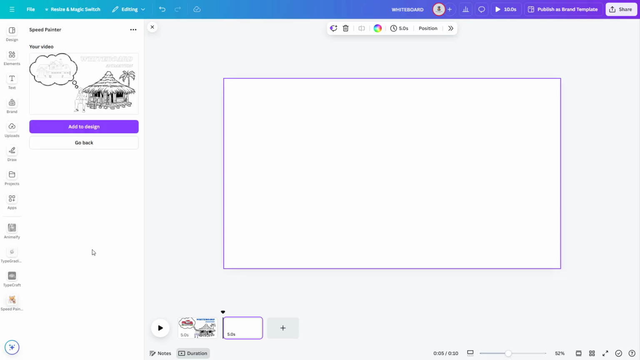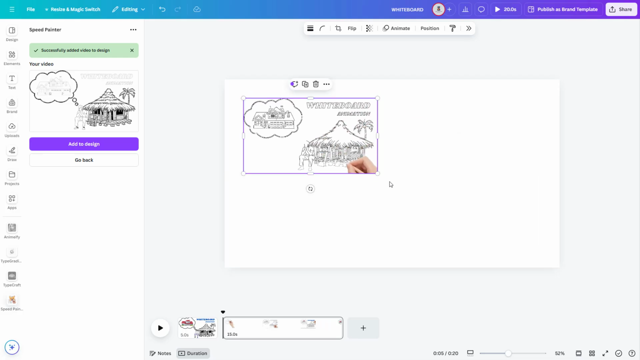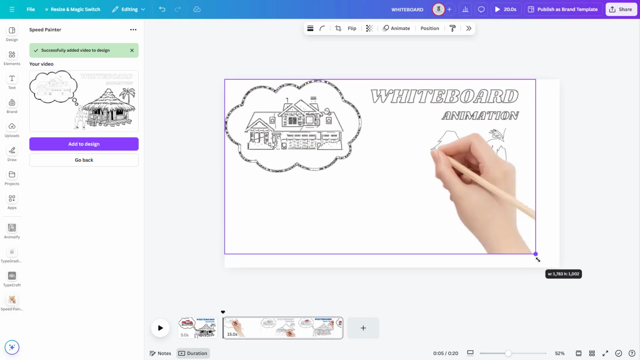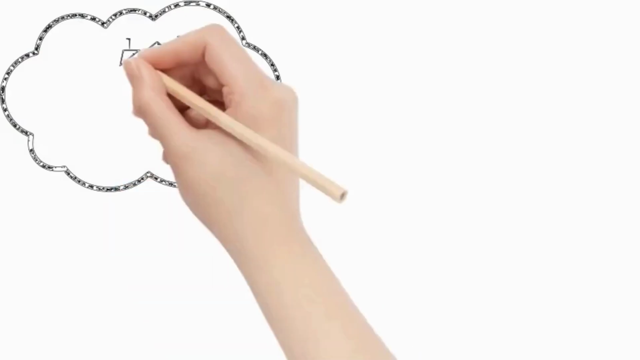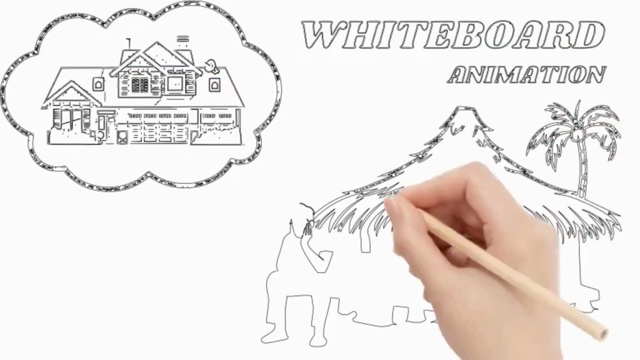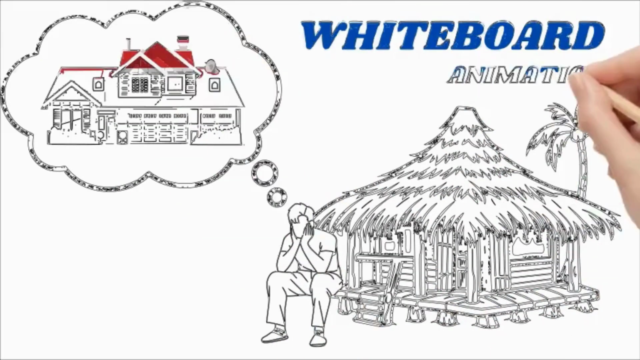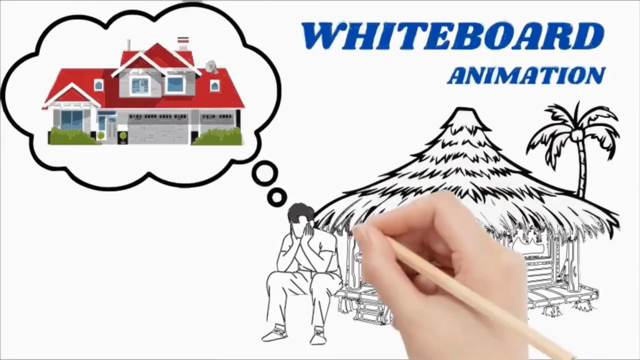Once done, simply add it back into your design, resize it and download it as MP4 video. And your whiteboard animation is ready. That's how easy it is to create a whiteboard animation in Canva. Play around with different designs and timings to make it your own.